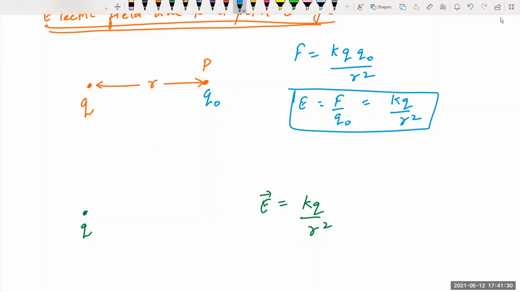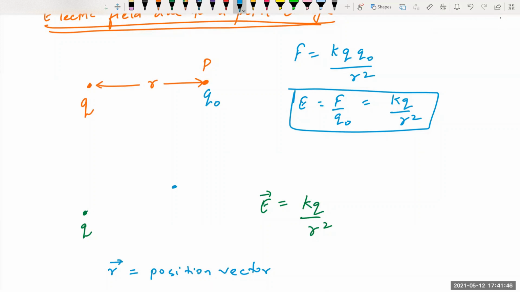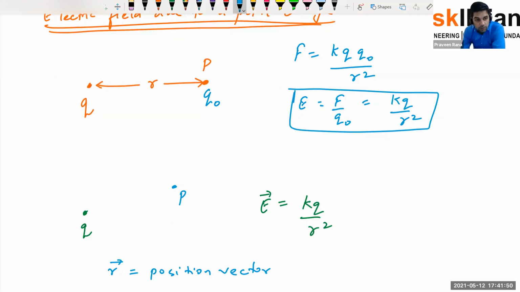K and Q are scalar quantities. So R. This R is also called a position vector if there's an arrow over it. So if I say here is the P point, and you are looking from the charge Q, where do you think this P point will lie? You will say this P point will be in this direction, right? So this is a position vector.